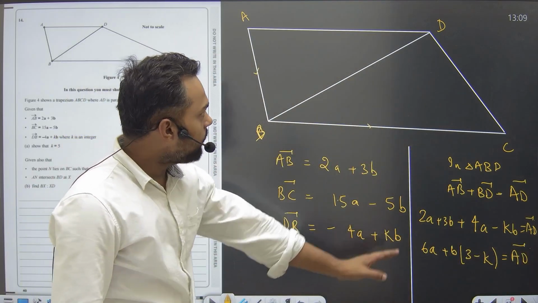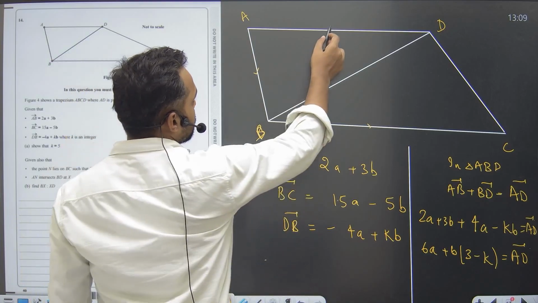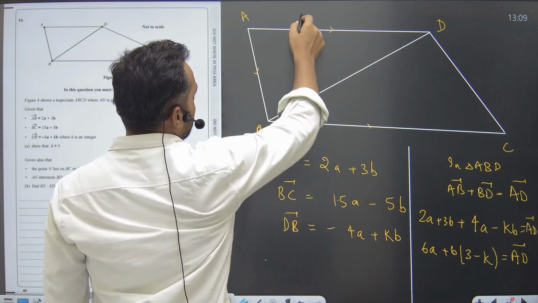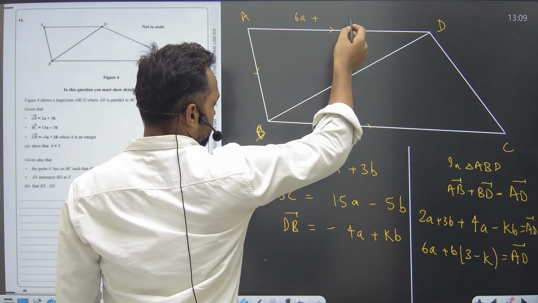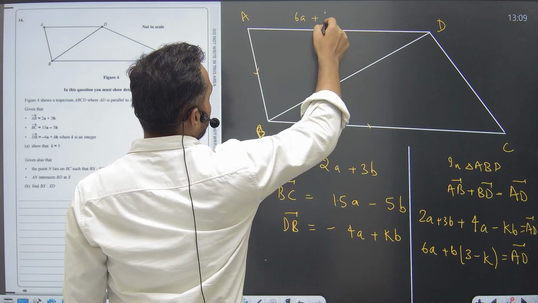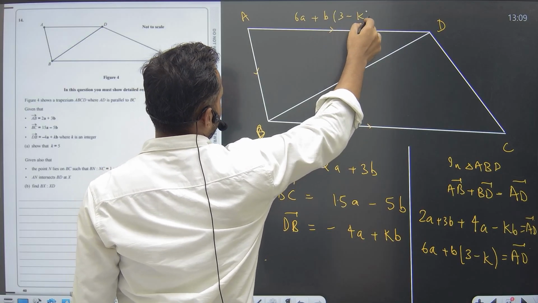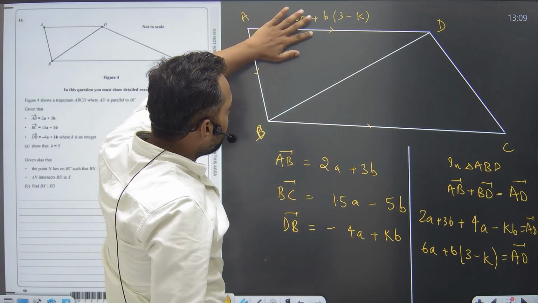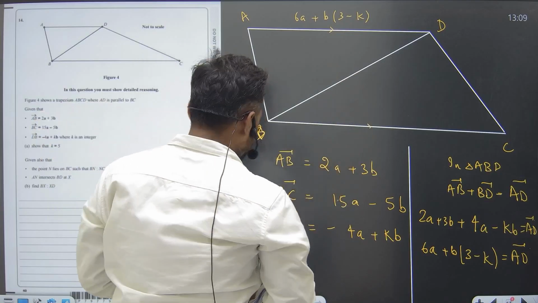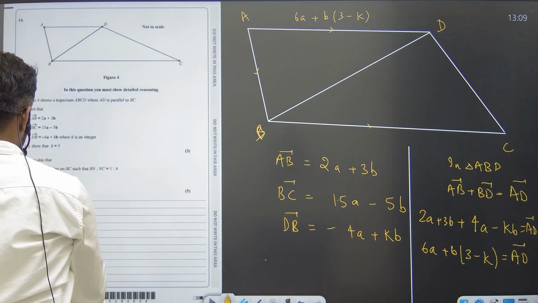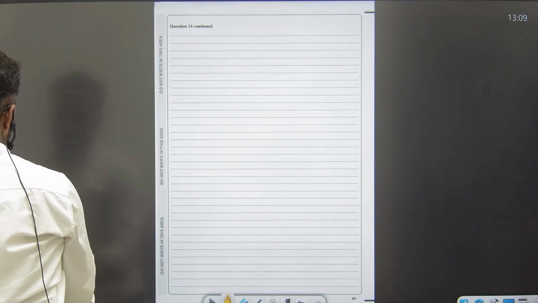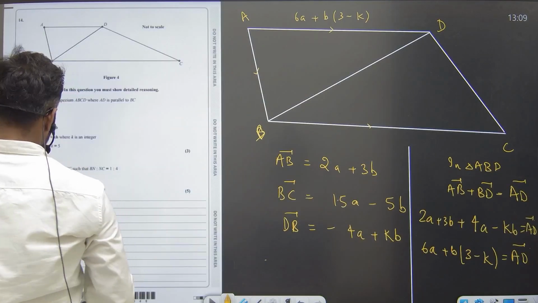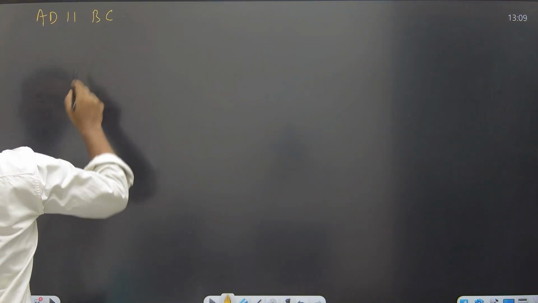So for AD vector we have got the value: 6a plus b times (3 minus k). Now in the question they have mentioned that AD is parallel to BC. AD is parallel to BC, they have mentioned in the question.